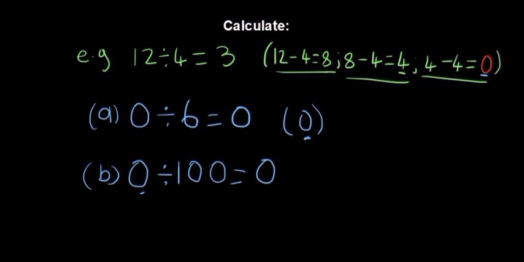So therefore, zero divided by any number is 0.